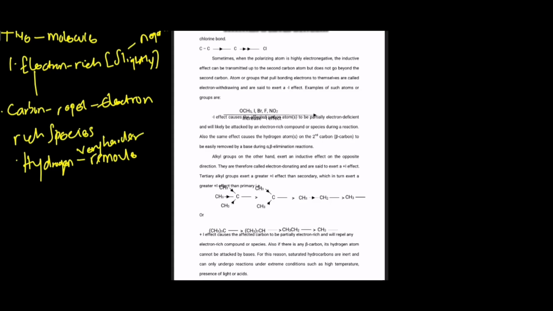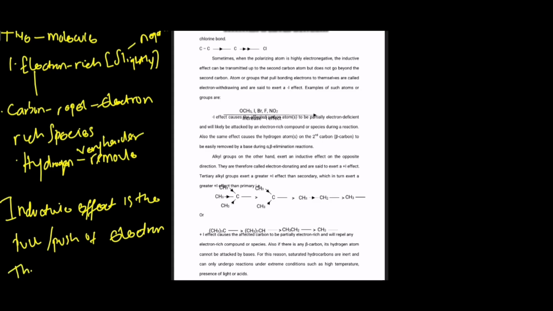So in essence, in summary of what I've been explaining in regards to the inductive effect: the inductive effect is just the pull or push of electrons through the sigma bond. Inductive effect is the pull or push of electrons through the sigma bond.